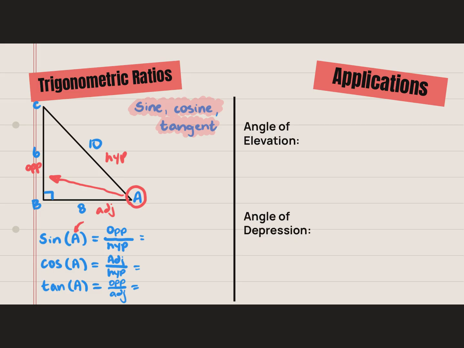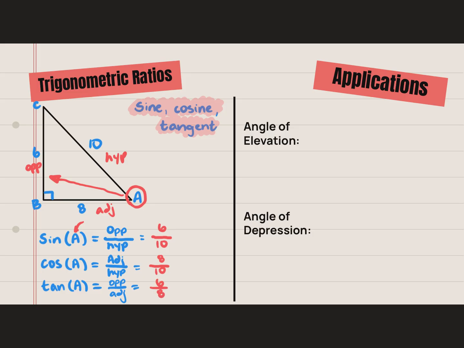So if I want to set up my ratio for sine, I need the opposite over the hypotenuse. That would be 6 over 10. For cosine, I need adjacent over hypotenuse. So that'd be 8 over 10. And for tangent, I need opposite over adjacent. So that'd be 6 over 8.